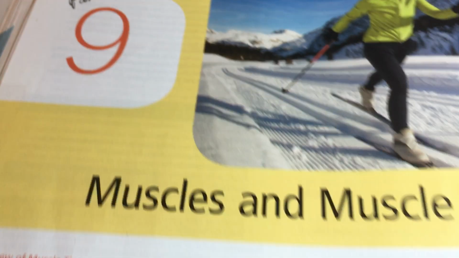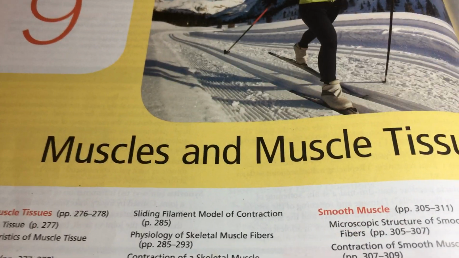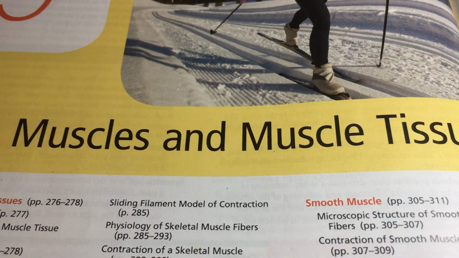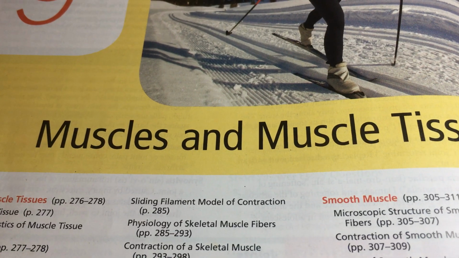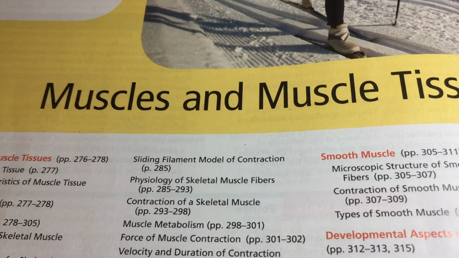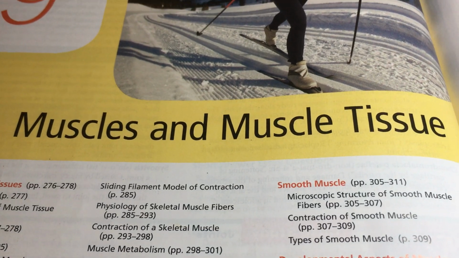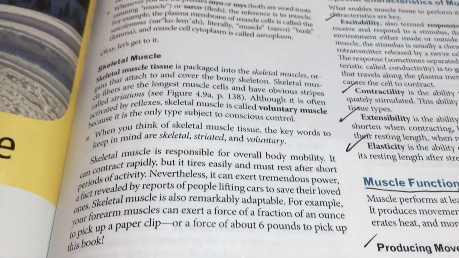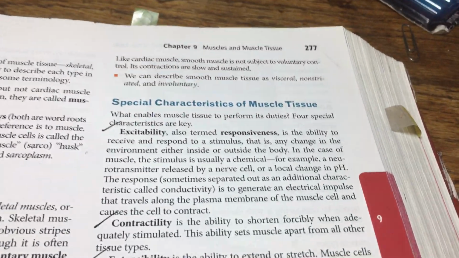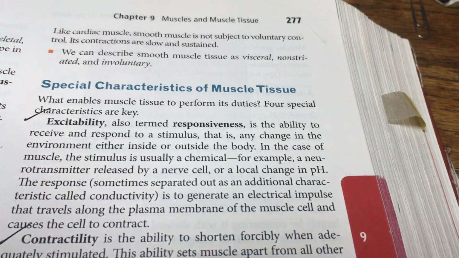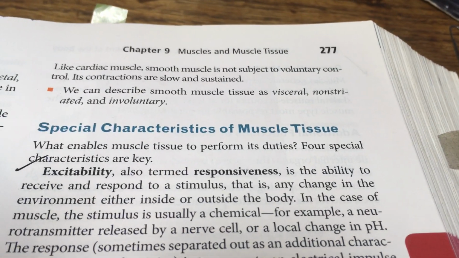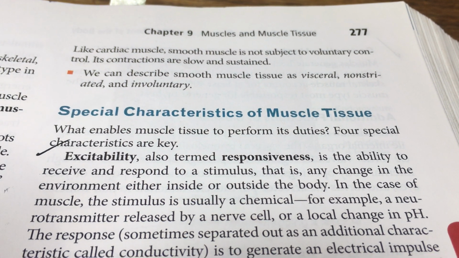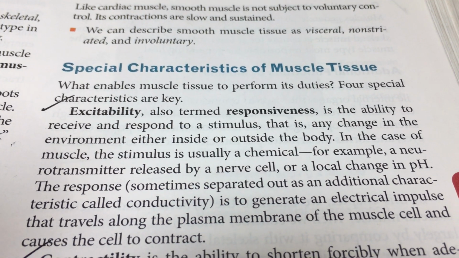This is chapter 9, and we're having an overview of muscle tissue. Really, it's going to be focusing on skeletal muscle, although we also have smooth muscle throughout our digestive system, for instance. And we also have, for instance, cardiac muscle. So these are muscle types. And we're going to look at the overall general characteristics first, but then we're going to get really specific about the skeletal muscle. So we're at 277 here, looking at special characteristics, and of course excitability.